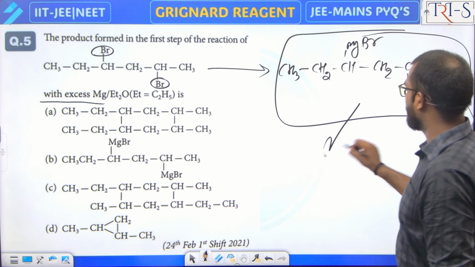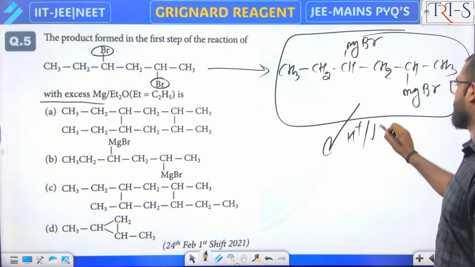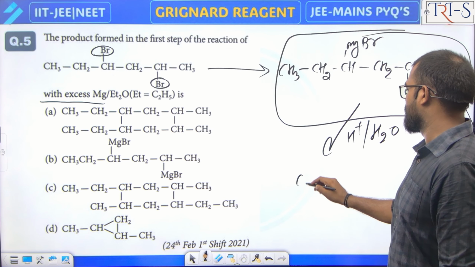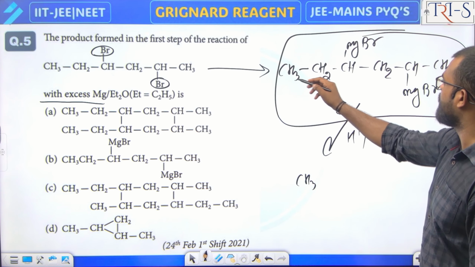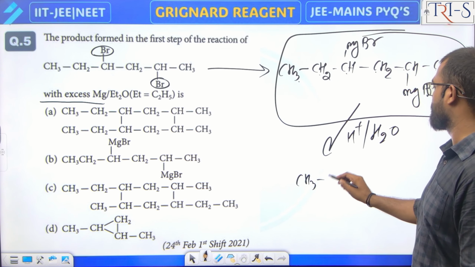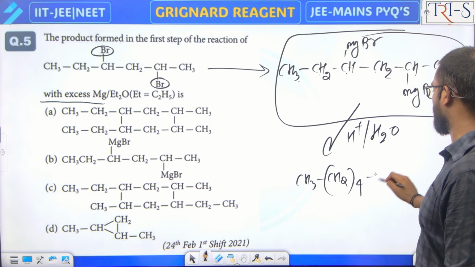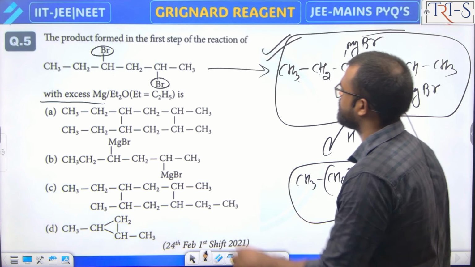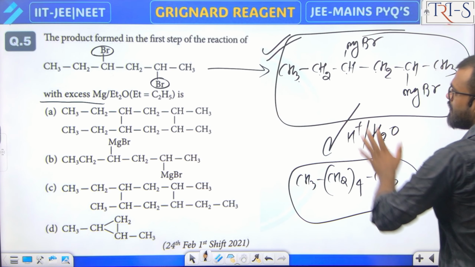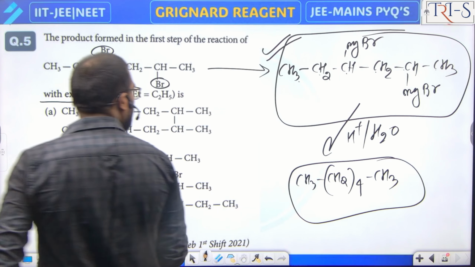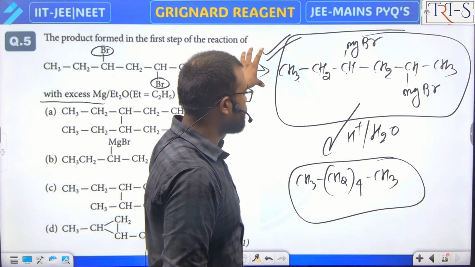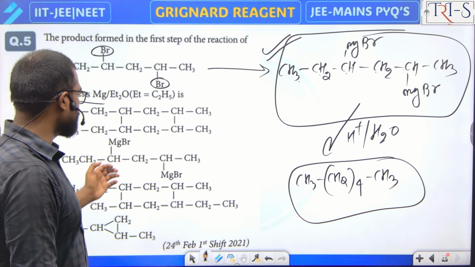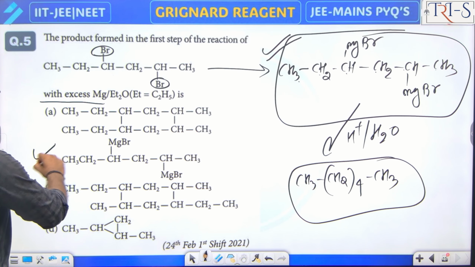And if it reacts with any solvent, then it can form a general alkane of 6 carbons, so CH2 4 times and CH3. But we have to draw the structure of only one kind of product like this, because we have not been given any solvent. So the final option will be B.